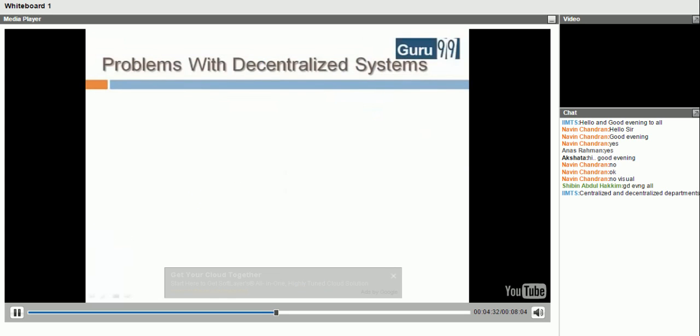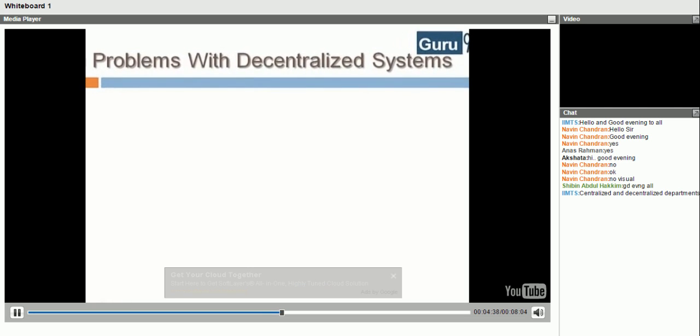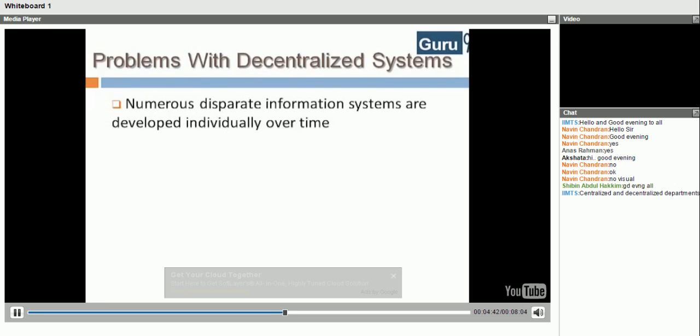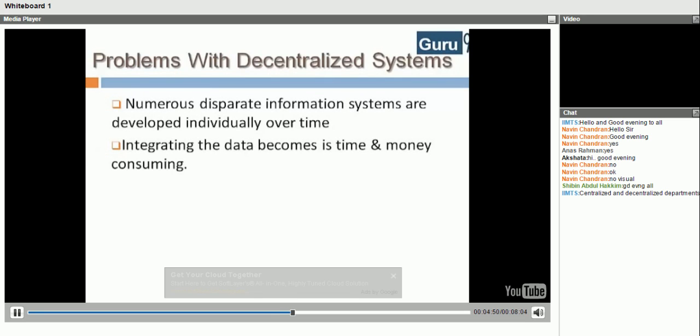These are just a few of the many problems with decentralized systems. Some major problems with the decentralized system are numerous disparate information systems that are developed individually over time and are difficult to maintain. Integrating the data is time and money consuming.